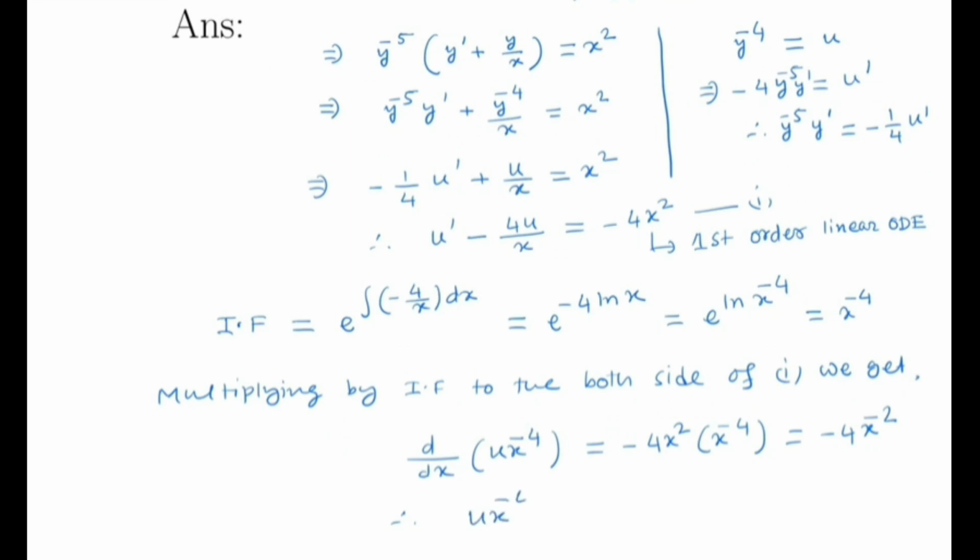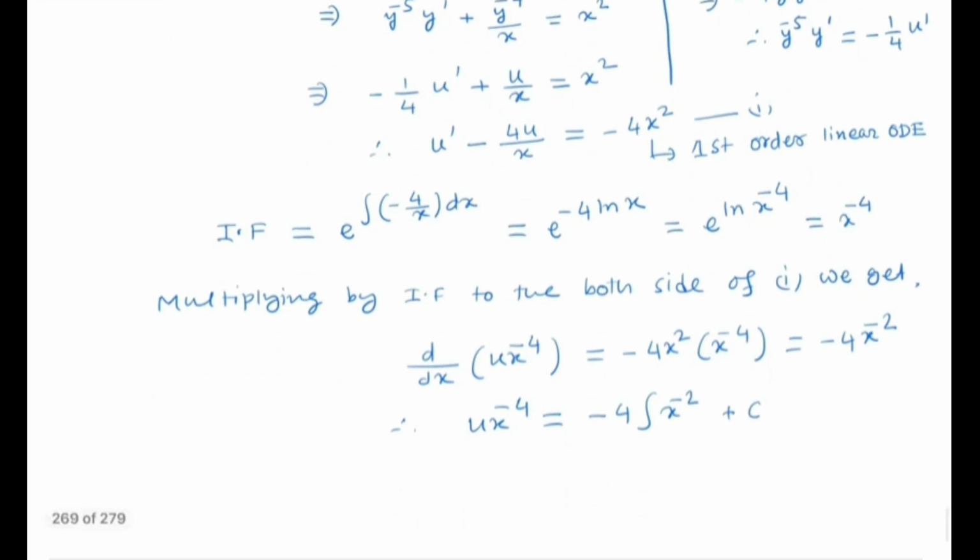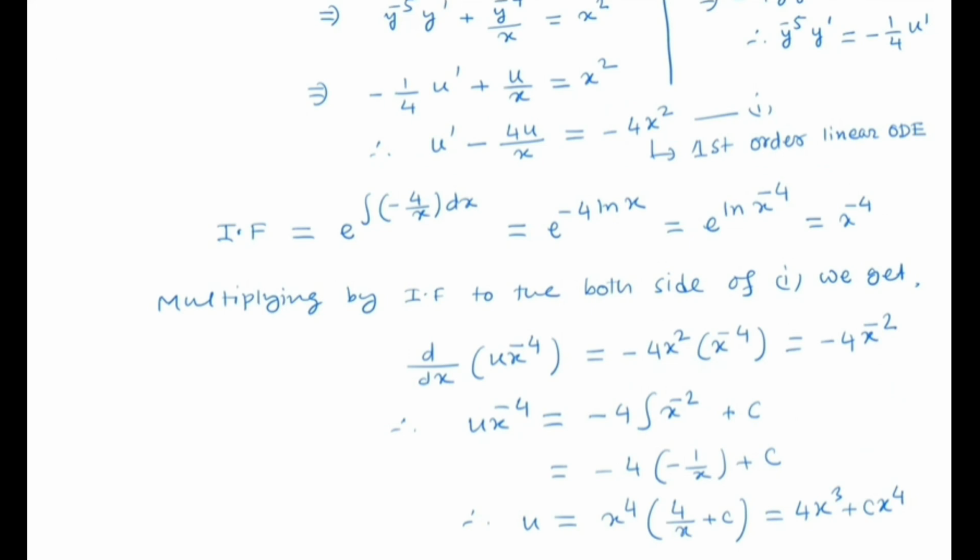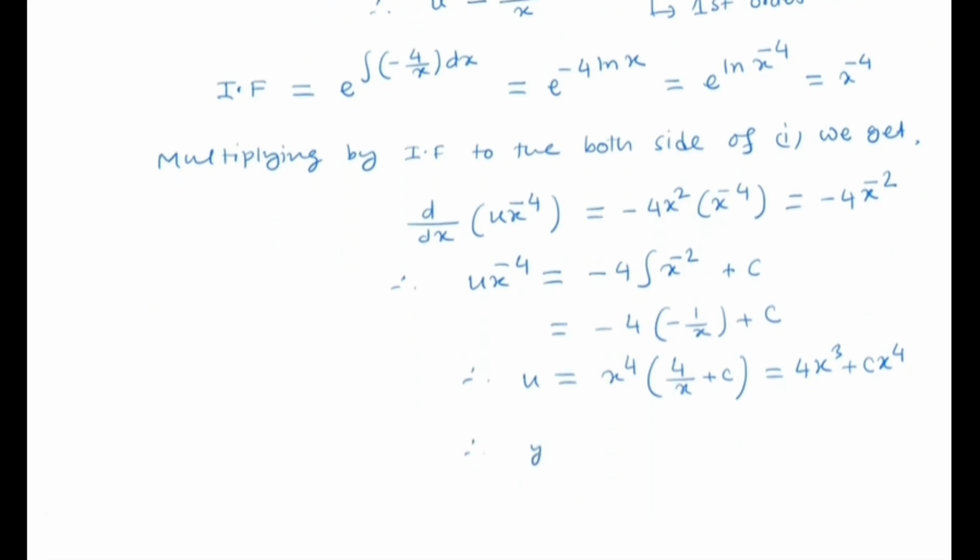So u x to the minus 4 is equal to minus 4 integral x to the minus 2 plus c. And what is this integral x to the minus 2? This is nothing but minus 1 by x. So u is equal to x to the power 4 into 4 by x plus c, which is 4x cube plus cx to the 4. And what is u? u is y to the power minus 4. So the solution is y to the power minus 4 is equal to 4x cube plus cx to the 4, which is the required answer.